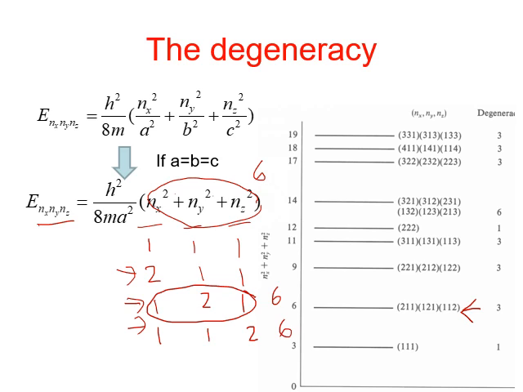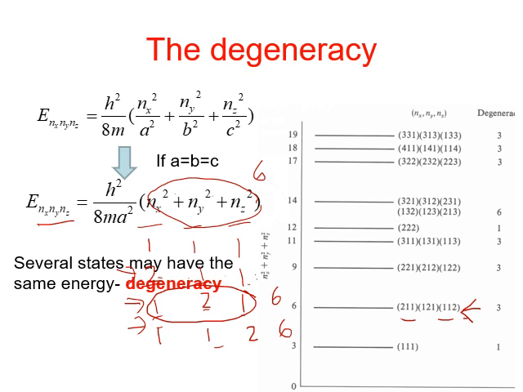Now, these combinations of three quantum numbers give you different wave functions because nx, ny, and nz are different. So when you plot the wave functions, they are different. That means they are in different states, but they have the same energy. And this is very common in quantum mechanics, and this is called degeneracy. Degeneracy is when several states have the same energy.